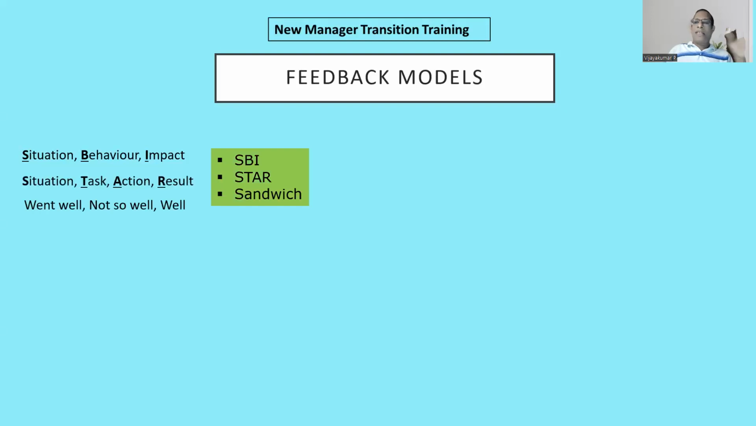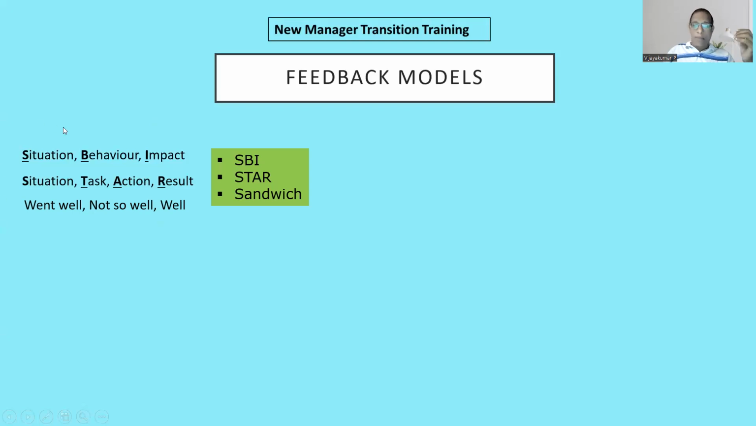And then the other model, which some organizations use, is called the sandwich model. Basically, in the sandwich model, what managers typically do is they first talk about what went well, and then they tell what went wrong, and then again they tell what went well. So they insert the main message, what went wrong, between two positive things. First they tell about the positive, then the negative, and then the positive again. So they sandwich the negative feedback between two positive things. That is called the sandwich model, right?